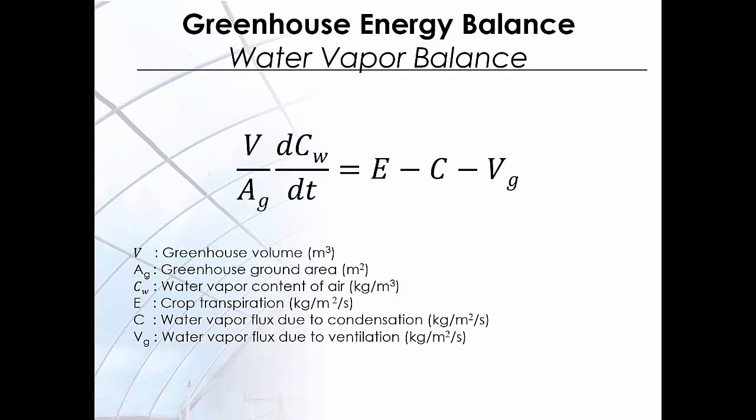Let's look at the water vapor balance of the greenhouse system. We can define the water vapor balance in the greenhouse system with this equation. Some of the terms in this equation are the V, the greenhouse volume, and greenhouse ground area ratio with this term, and the change of water vapor content of the air in time, and this left hand side term equals the right hand side term, where we have the crop transpiration minus the water vapor flux due to condensation from the surface of the cover, as well as minus the water vapor flux due to ventilation and leakage to the outside of the greenhouse.